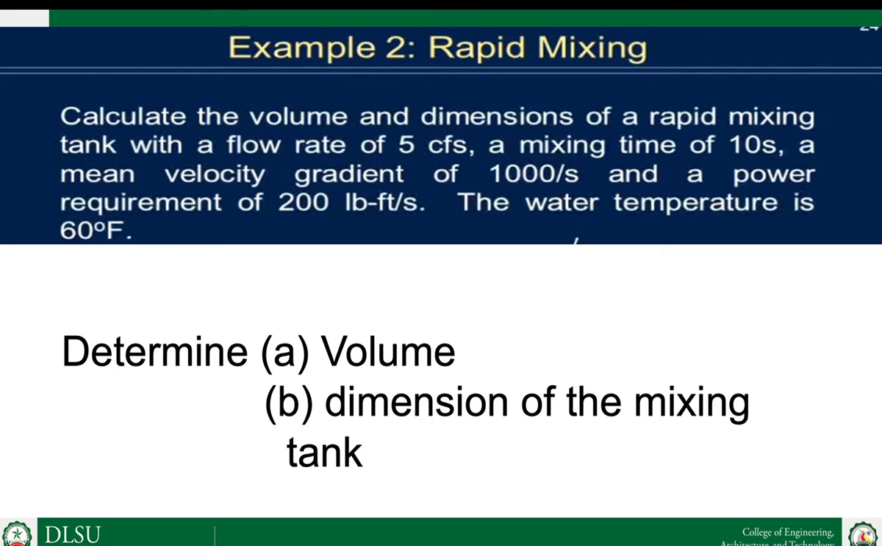For this example on rapid mixing, we're going to calculate the volume and dimension of a rapid mixing tank with a flow rate of 5 cubic feet per second, a mixing time of 10 seconds, a mean velocity gradient of 1000 per second, and a power requirement of 200 pound-feet per second. The water temperature is 60 degrees Fahrenheit. So what is required in the problem again is the volume and the dimension of the mixing tank.